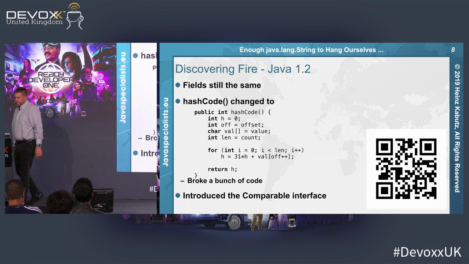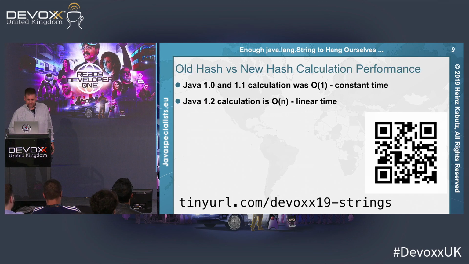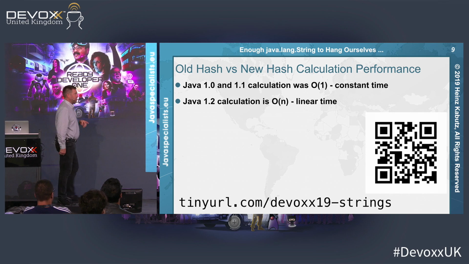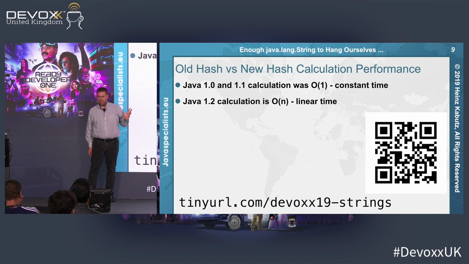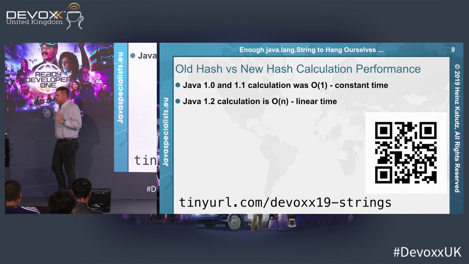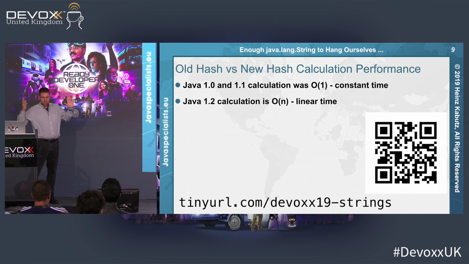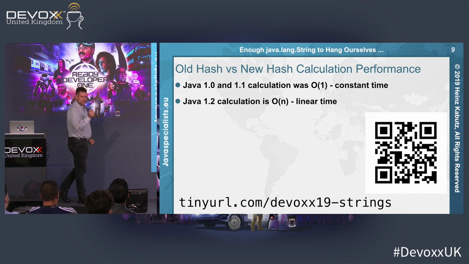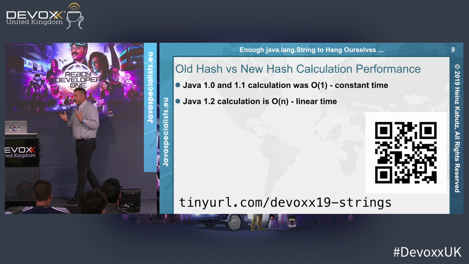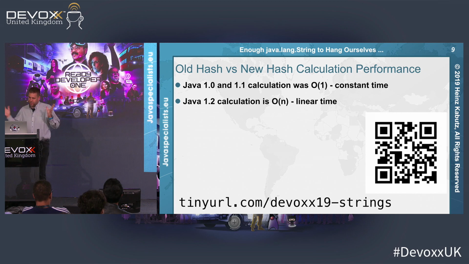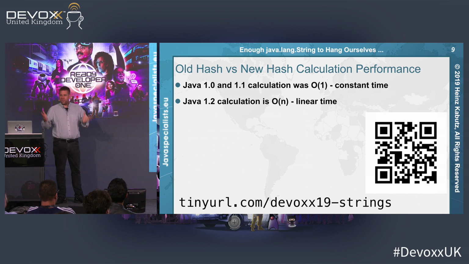And it's basically looking at every character now, multiplied by 31. Now, the Java 1.0 and 1.1 calculations were constant time, which means it doesn't matter how long your string is, it didn't affect anything because at most you'd have 16 characters to look at. So it was very fast. Not a very good one, but very fast. In Java 1.2, it became linear time because now it looked at every character.